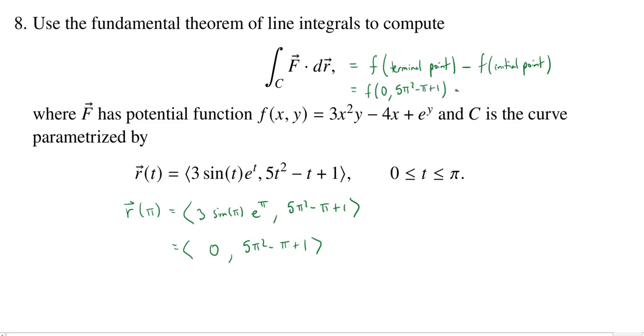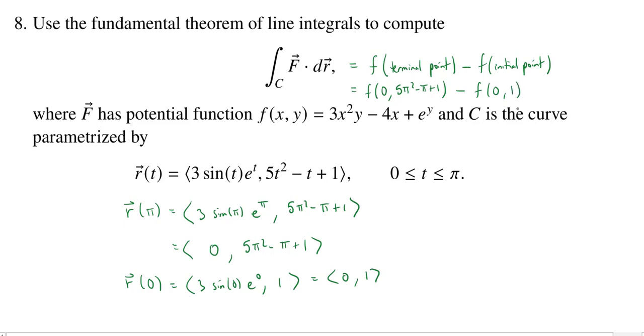Okay, how about the initial point? Well, the initial point, that happens when t is 0. And so we're going to get 3 times the sine of 0 times e to the 0. And then, oh, this is really nice, 5 times 0 squared minus 0 plus 1. That's just going to be a 1. And once again, sine of 0 is 0, so the first component is actually 0, and then the second component is 1. So we just need to now evaluate f at 0, comma 1.